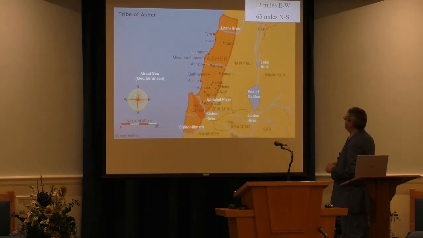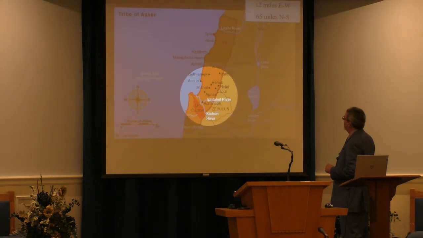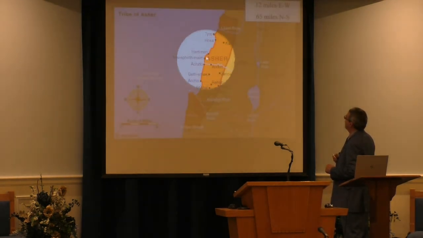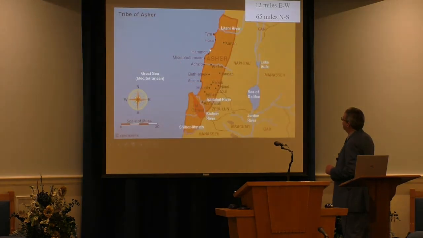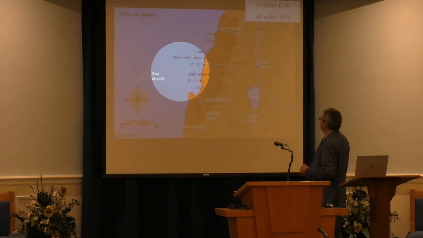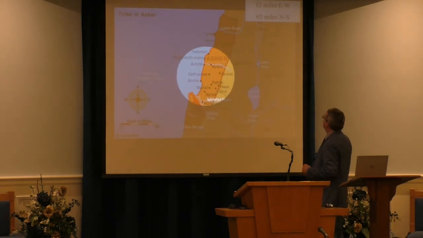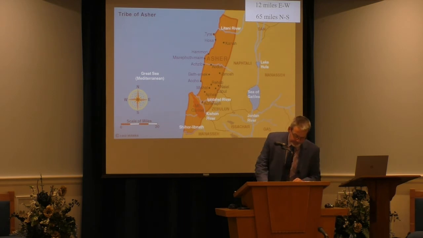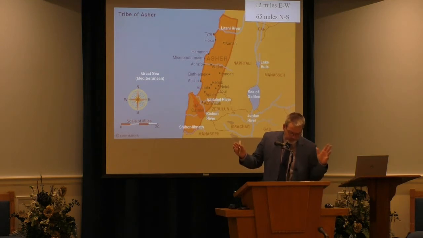One of the cities mentioned here is Aphek, which is right in the middle of the circle. Hammon is also mentioned in our context. Beth Emek, I believe, is also mentioned in our context, without drawing attention to the exact verse on that. But that's the region of Asher.